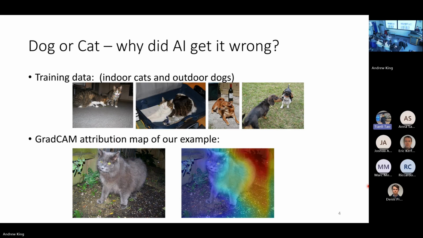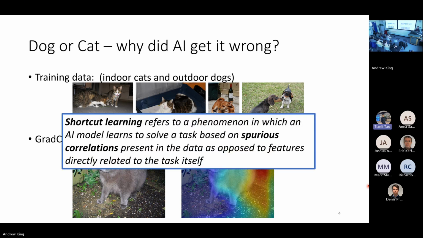And that works fine at training time. And it leads to really, really good performance because that association between the target label and this spurious feature was there. But as soon as that association is broken or reversed, then it leads to poor performance, poor robustness. And this is what we mean by shortcut learning. So it's a phenomenon in which AI models learn to solve a task based on these spurious correlations or spurious associations present in the data, as opposed to features directly related to the task itself. So I'm going to give a few examples of this from the literature.